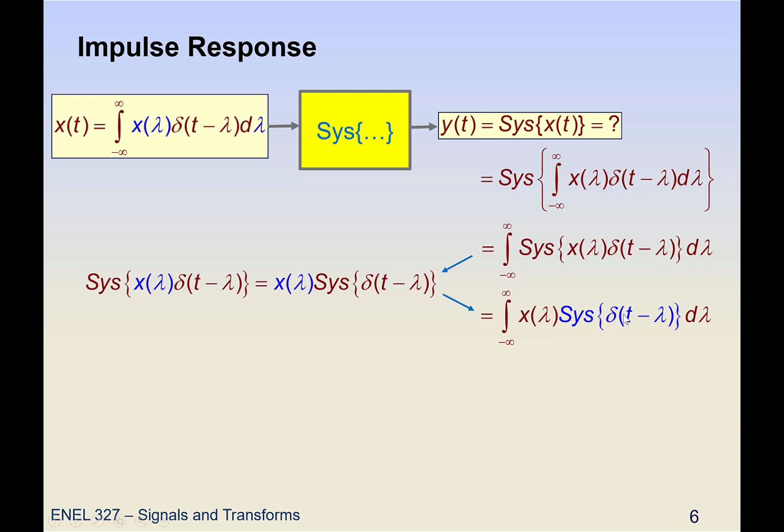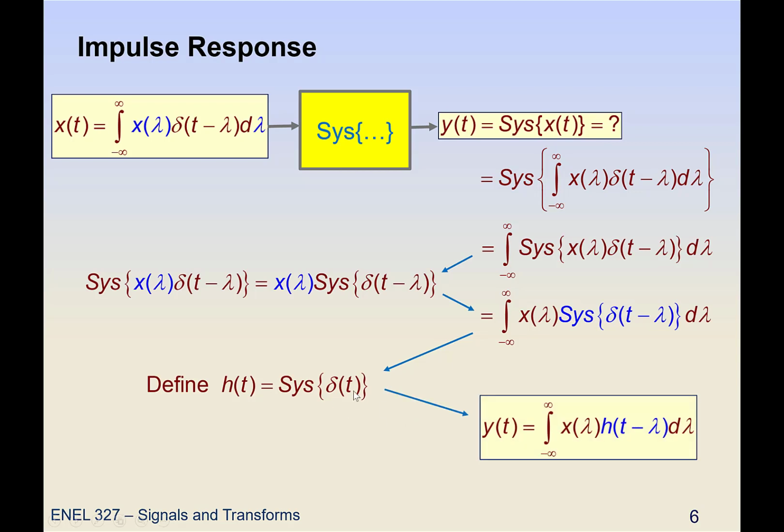And now we concentrate on what this is. Well, this is just a shifted impulse. Okay? So what we're going to do is define the response of the system to an impulse at time equals 0 as h of t. That's the symbology that's typically used, and that is called the impulse response. We'll talk about that in a second. So if we know that, then that integral for y can simply be represented like that. Okay?